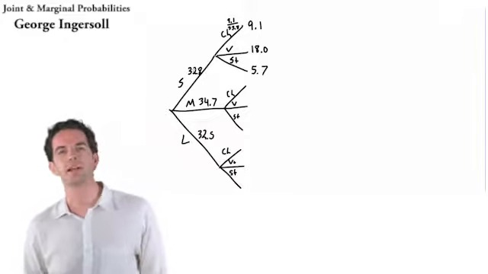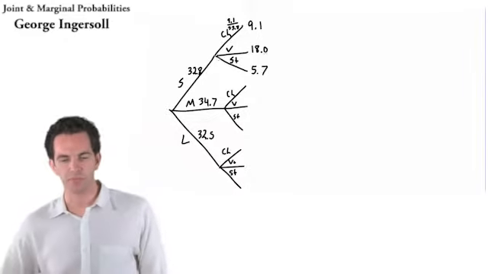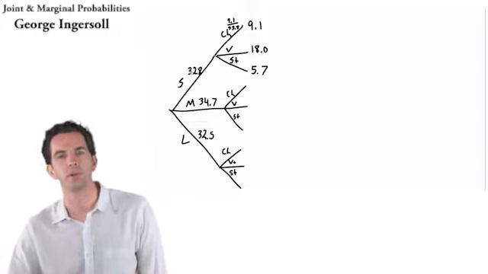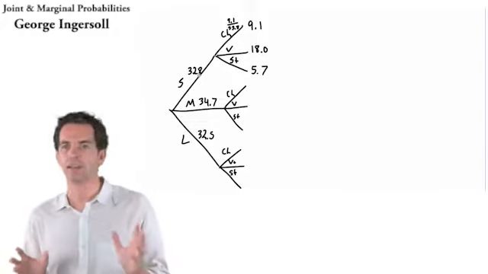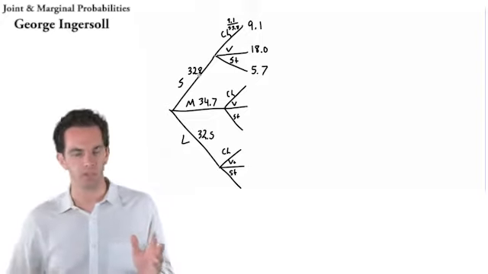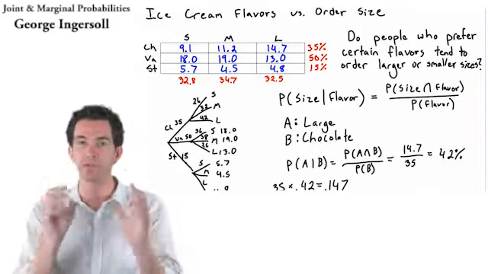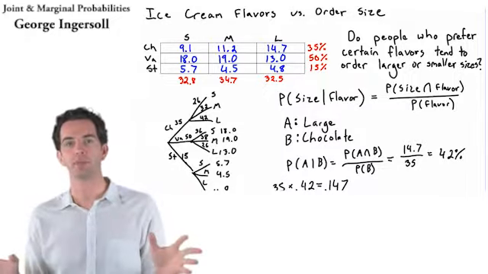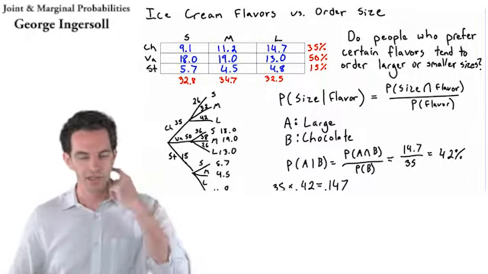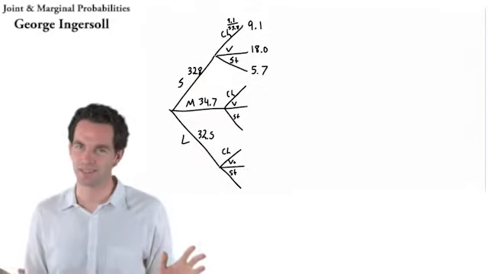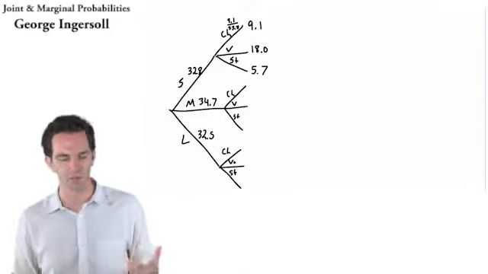But what does that really tell us? Well, it tells us the probability of someone ordering chocolate given that they've ordered a small cup. It's not what we were looking for when we asked this question. We asked the question, do people who prefer certain flavors tend to have different cup sizes that they order? This tells us, do people who order a certain cup size tend to prefer different flavors? It's a subtle distinction, but it's important as we're doing our analysis.